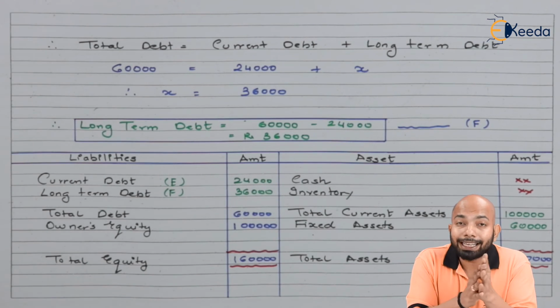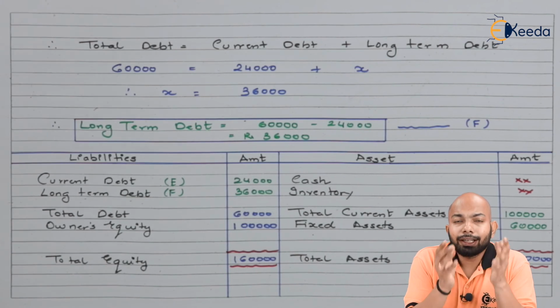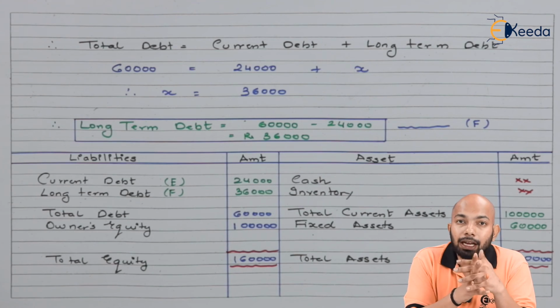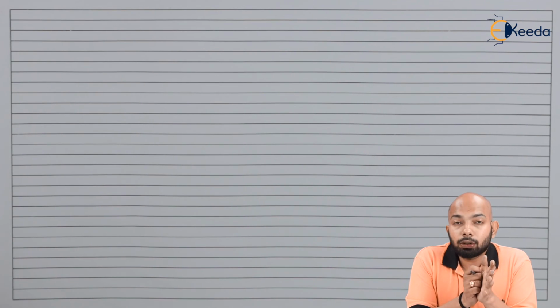Now that we've prepared everything here, cash and inventory are the only things that we have to figure out. Let's see if the ratios help us in getting these two details. Now there are two ratios that are provided to us. One is the total asset turnover ratio. Next is the inventory turnover ratio. Asset turnover ratio basically.